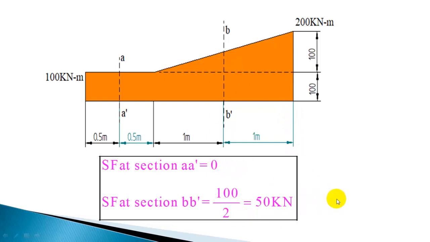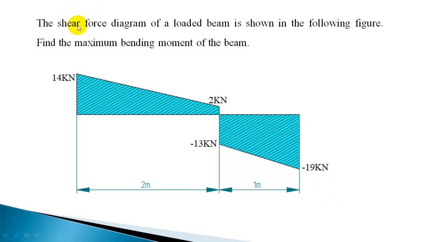Let us work out another question. The shear force diagram of a loaded beam is shown in the following figure. Find the maximum bending moment of the beam. So maximum bending moment has to occur here. Here is the variation of shear force. Shear force is changing its sign, so the maximum peak point should come here. There should be a point load here, so there you should have a peak value of bending moment. These are going to be supports.